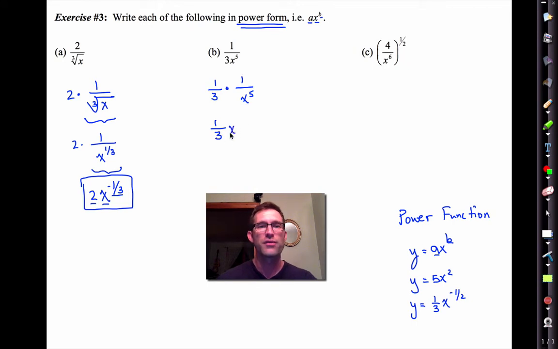The reason it's relatively quick is that 1 divided by x to the 5th is simply x to the minus 5. So a letter B, 1/3 times x to the minus 5th.